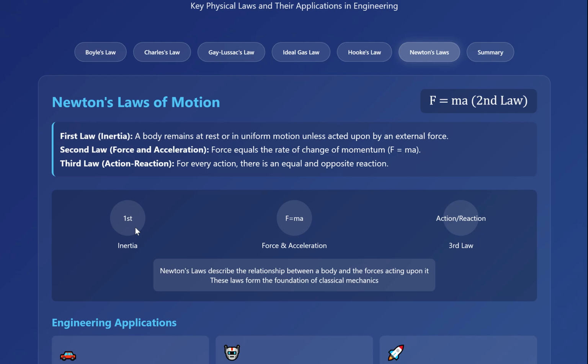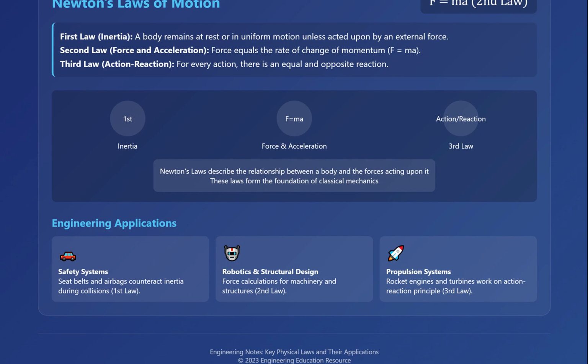For every action there is an equal and opposite reaction. So the first law is about inertia, the second law is about force and acceleration, and the third law is about action and reaction. These describe the relationship between a body and forces and how this will affect functionality. Where can you apply them? There are so many places. You can look at safety systems like seat belts and airbags, counteracting inertia during collisions. You can look at robotics and structural design, using force calculations for machinery and structures to balance these forces.